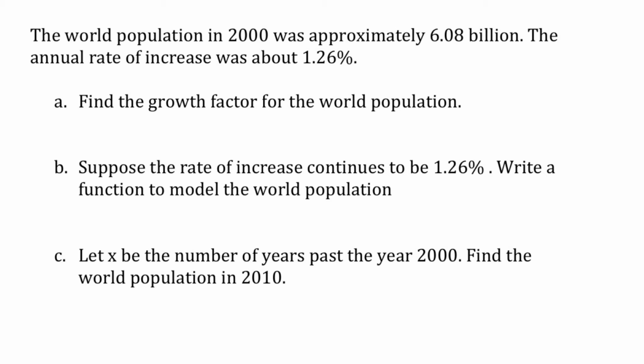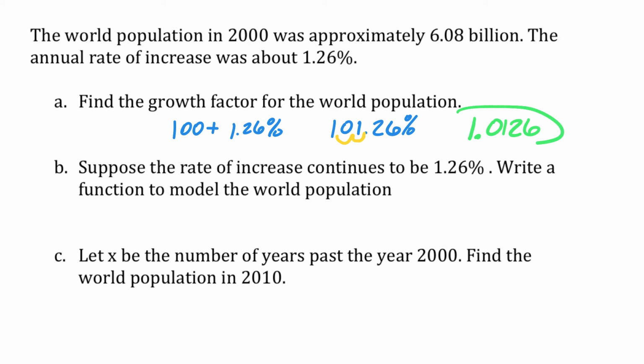So if this is 100%, we'll write this as 100% to start, plus the 1.26% puts us at 101.26%. What we've got to remember to do is to move our decimal place over, because this is not a number, this is a representation of a number. So we're going to move our decimal place over 2 times. So our answer to the question, the growth factor, is going to be 1.0126. So that is our growth factor.